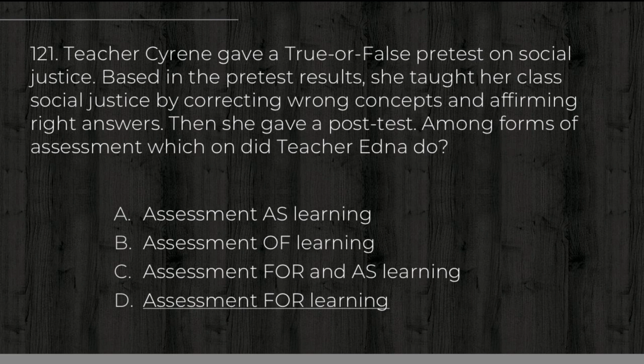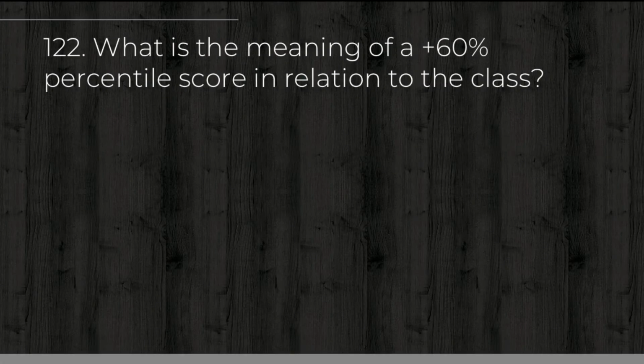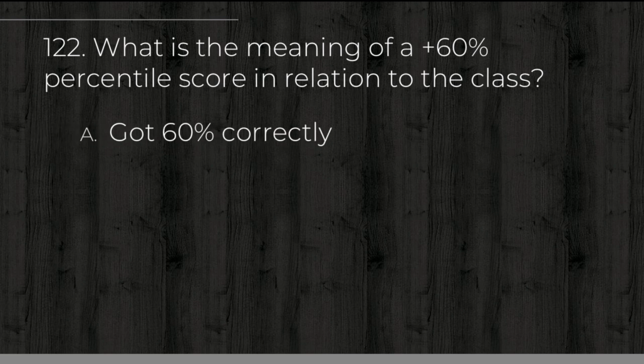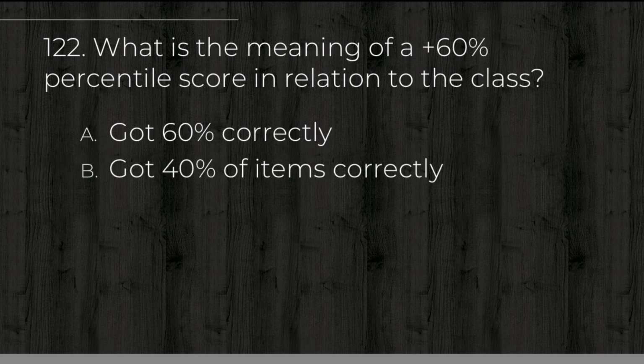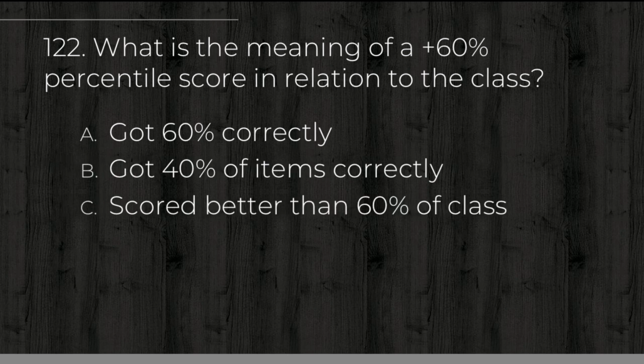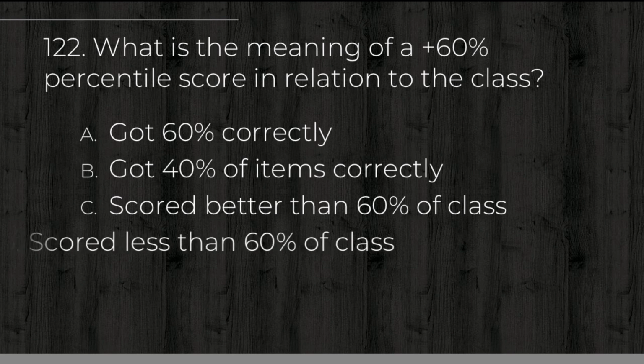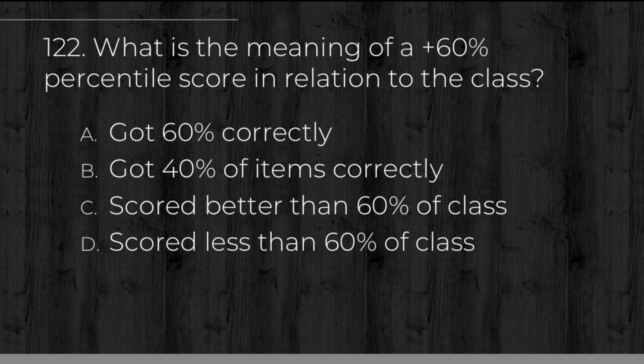So yung as learning nakuha mo na. So yung letter C is yung pinagsamang for and as. So 121 is D. Number 122, what is the meaning of a plus or positive 60% percentile score in relation to the class? Letter A, got 60% correctly. Letter B, got 40% of items correctly. Letter C, scored better than 60% of class. And letter D, scored less than 60% of class.